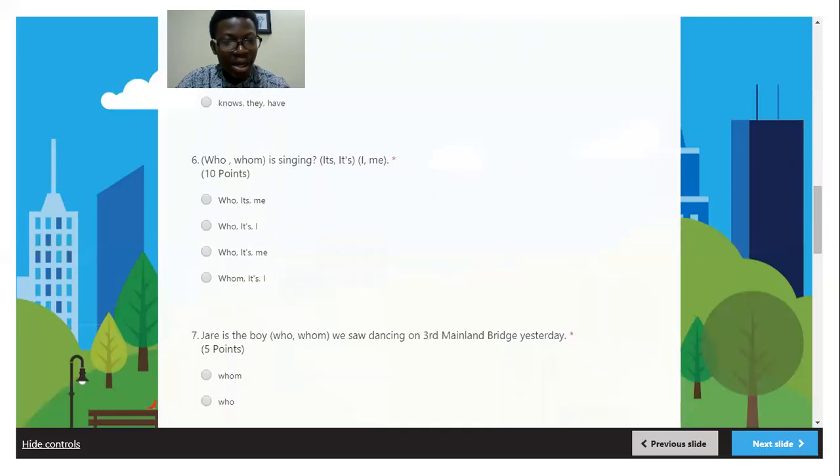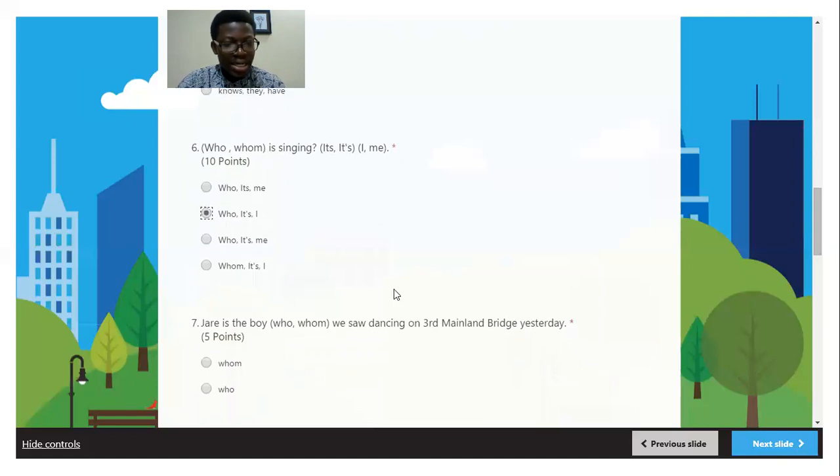Number 6, who or whom is singing? It's I, me. All right. The person who's performing the action is the subject of that sentence. So it's what? Who is singing? It is, not it's. All right. So it is. It's the one with the contraction. It is I. Remember, after the to be verb complement, it is. You're supposed to pick what? The subject. So it is I. So who is singing? It is I.